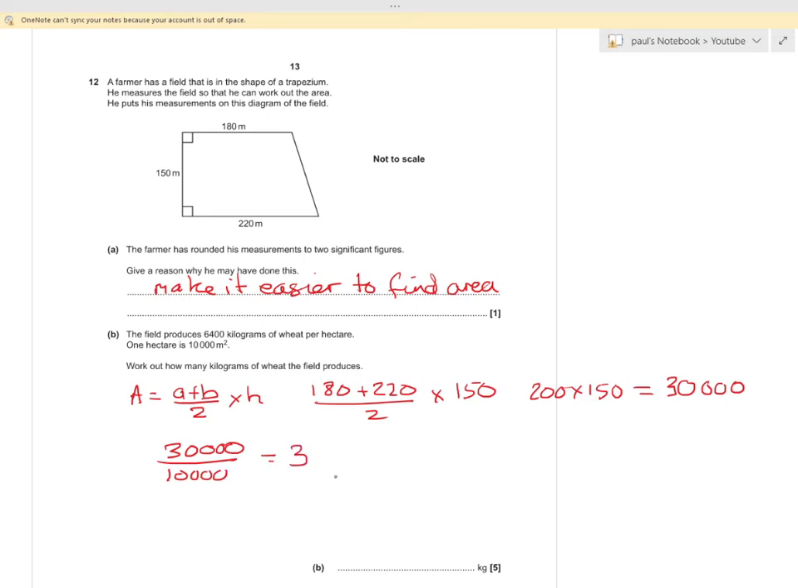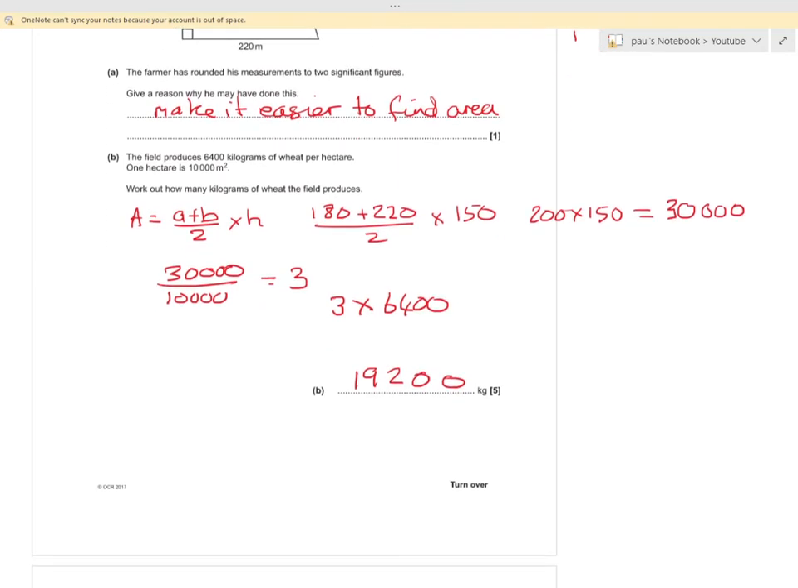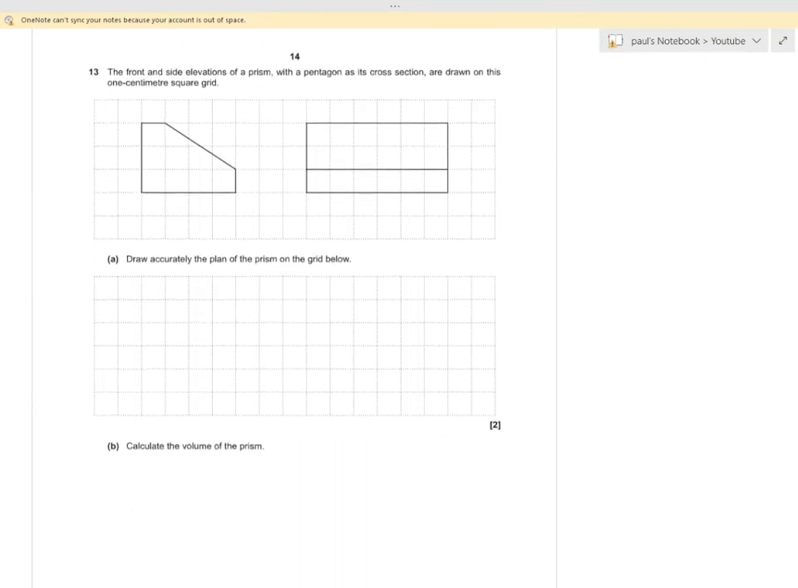So we've got 3 times 6,400 kilograms of wheat. Okay, so let's work that out here. 6,400 times 3. 3 fours are 12, and 3 6s are 18, 19. So it's 19,200. Okay. Keep going, keep going. Number 13.